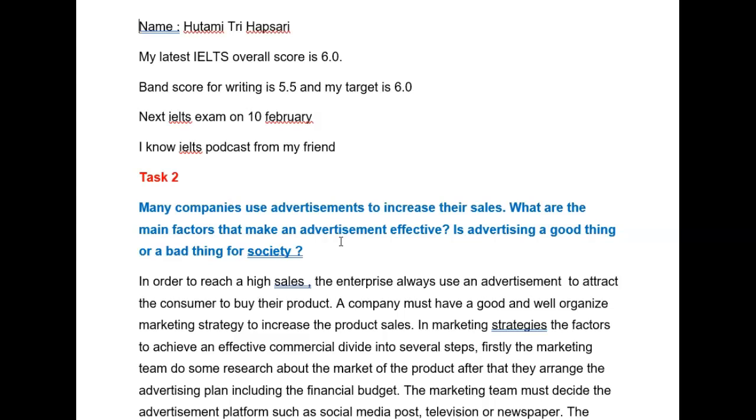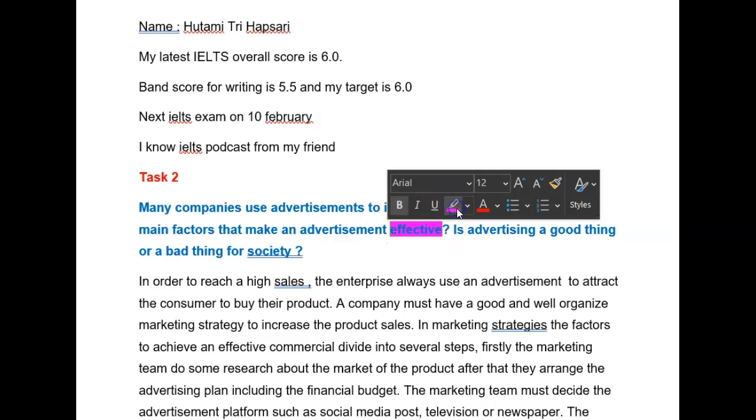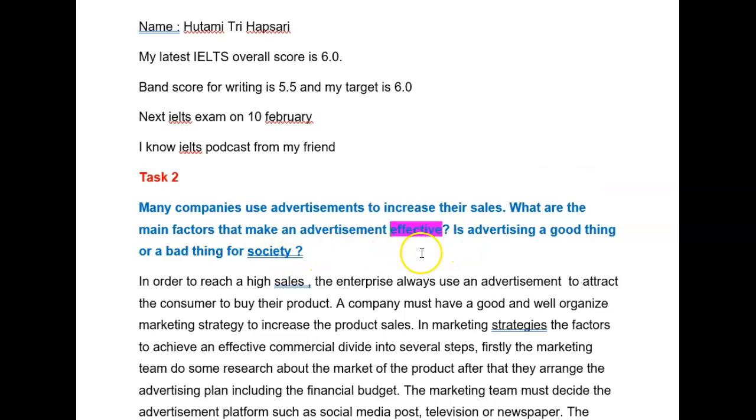Many companies use advertisements to increase their sales. What are the main factors that makes an advertisement effective? So this is an important word here. And so there's kind of two questions here. One, what makes it effective? And two, is it a good or a bad thing? So it always takes a little bit of time just to understand the question, doesn't it?